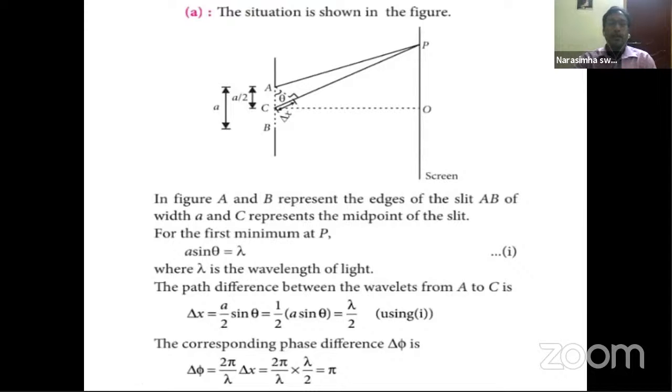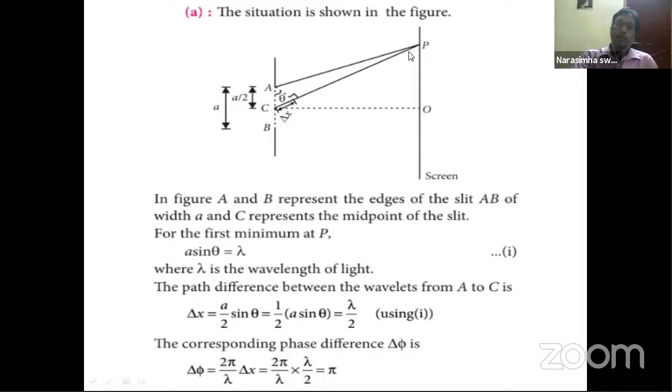Represents the edges of the slit. AB is the width a, small a, that is the aperture value, and C represents the midpoint of the slit. For the first minimum, let us take this point P on the screen, where both are incident. Then this will be a minimum.